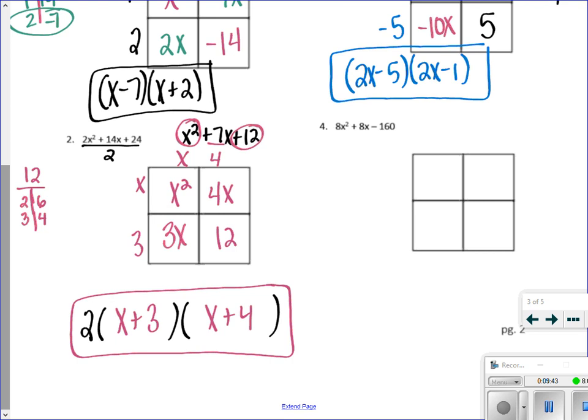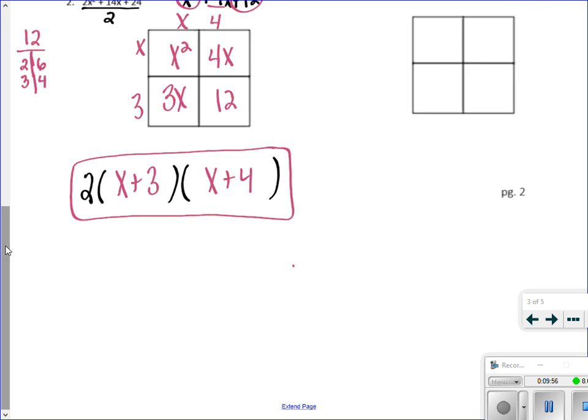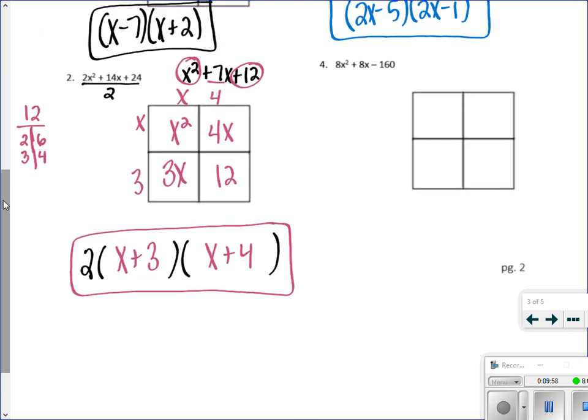The 2 has to be in front of the whole thing. Because if you divided by something at the very beginning, it has to be included in your answer. Because if you don't, if you just put the parentheses, it's not going to multiply to give you what we started with.